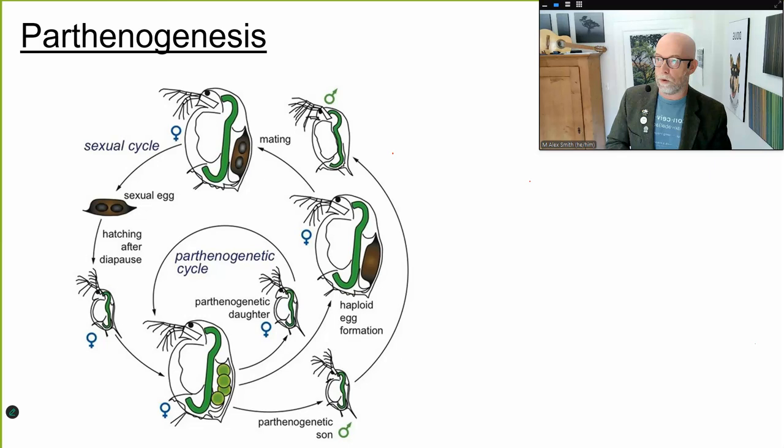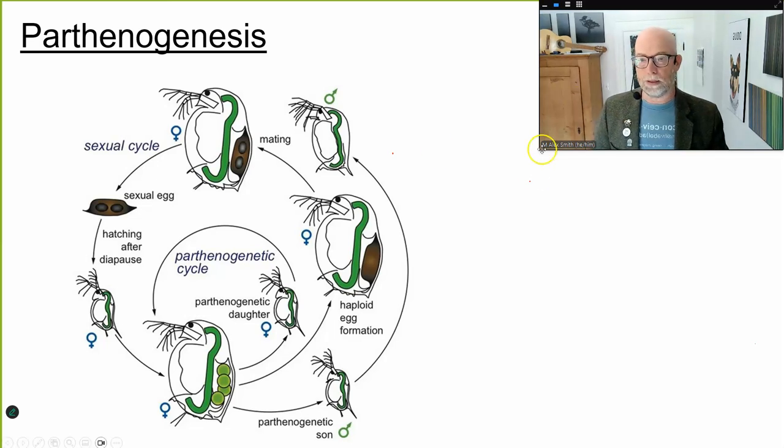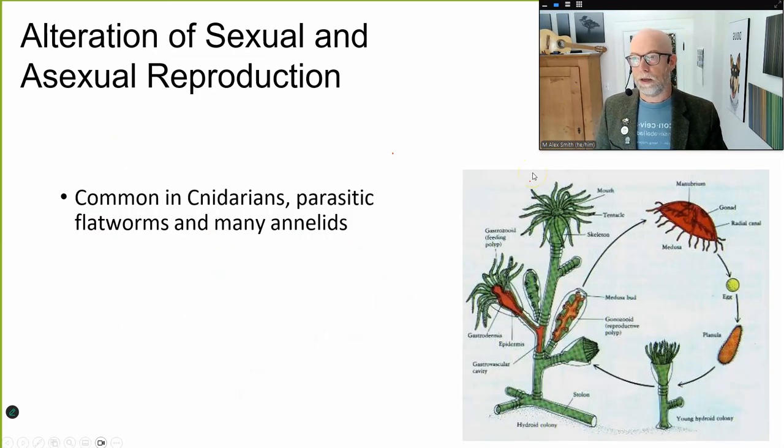So a drought-prone environment or a winter-prone environment. And it's a common strategy in the marine environment. So this alternation of sexual and asexual reproduction is really common. Think about the classic hydroid here.